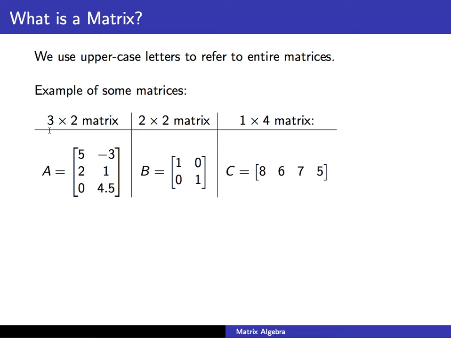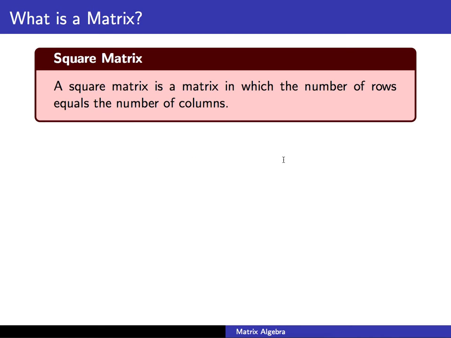And just like with finding area, like the area of a rectangle, if we take 3 times 2, we get 6. That'll tell us how many numbers there are in our matrix, also known as elements of the matrix. So there are 6 elements in this matrix, and then 4 in each of the other 2.